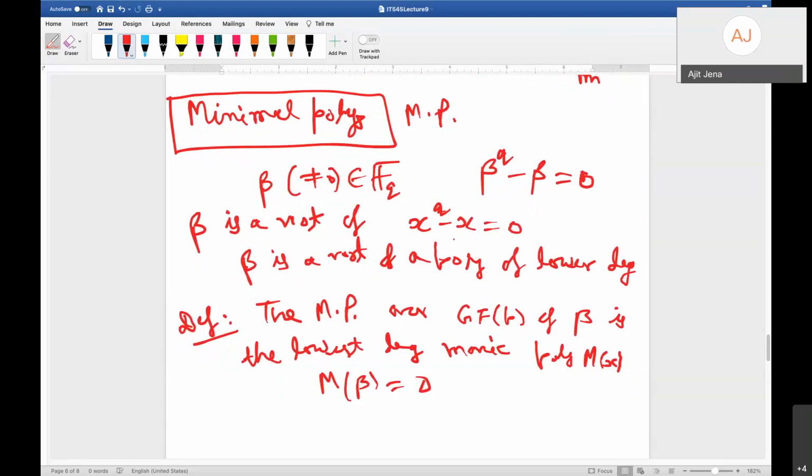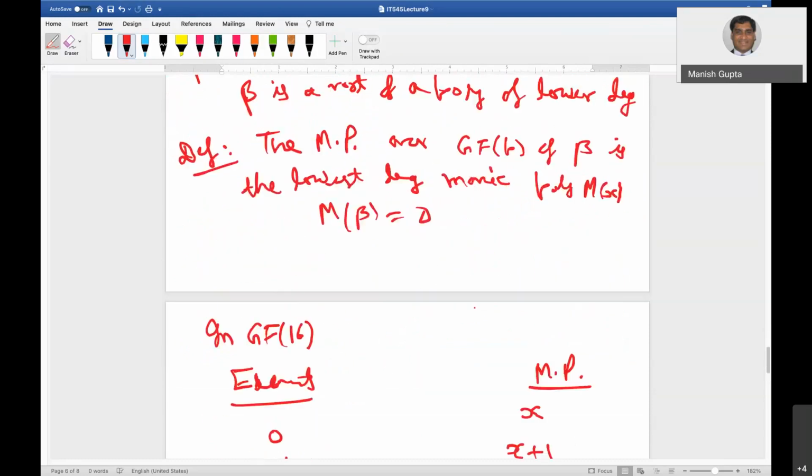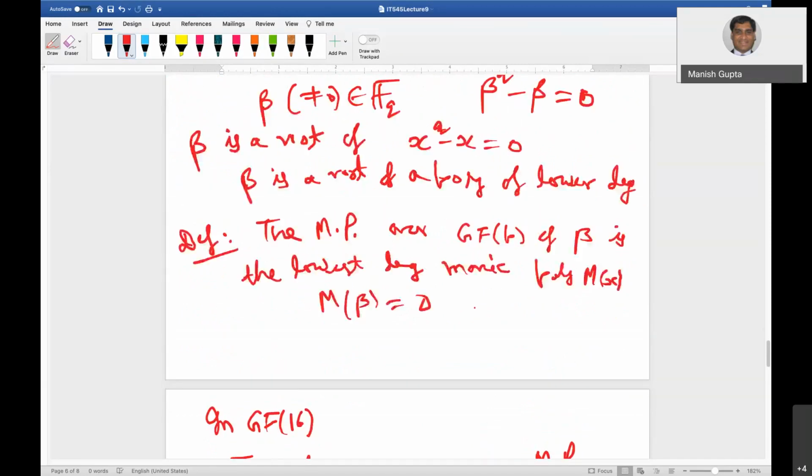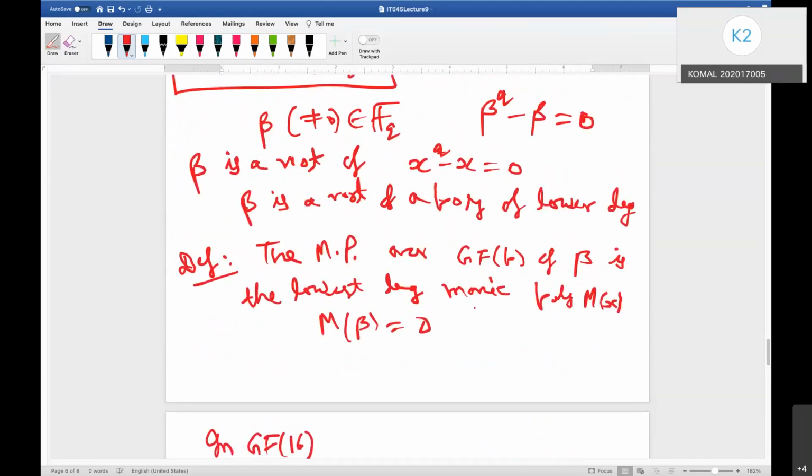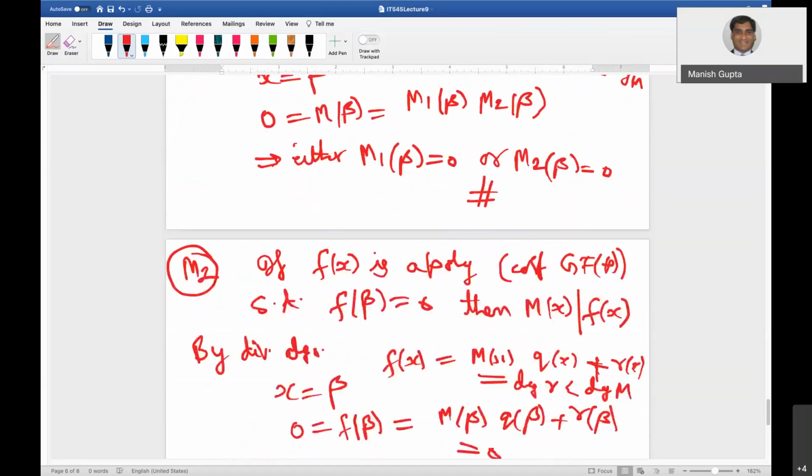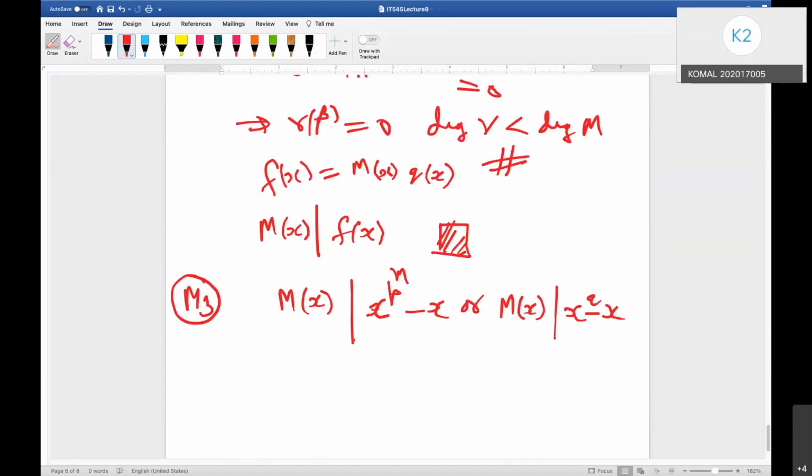Komal has come online. Yes Komal, tell me. So you understand why this result is true? Yes, sir, because beta is a root of this polynomial, and m(x) will divide that polynomial, using the property that beta is a root of x raised to q minus x, right? Yes, sir. Good. So I think that's all.